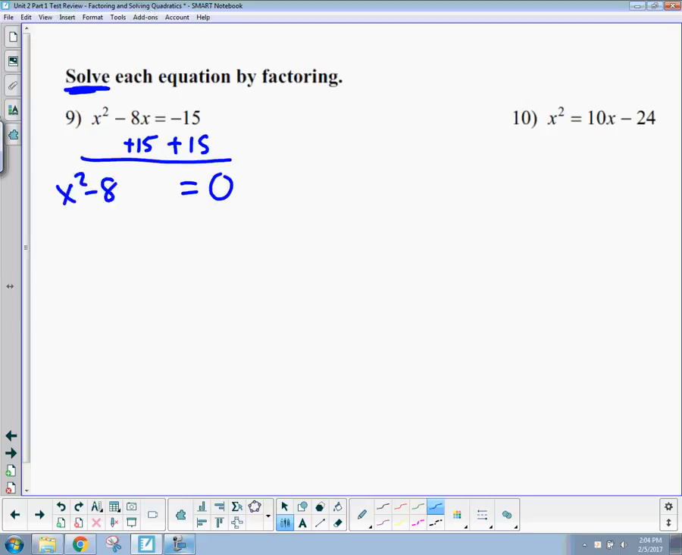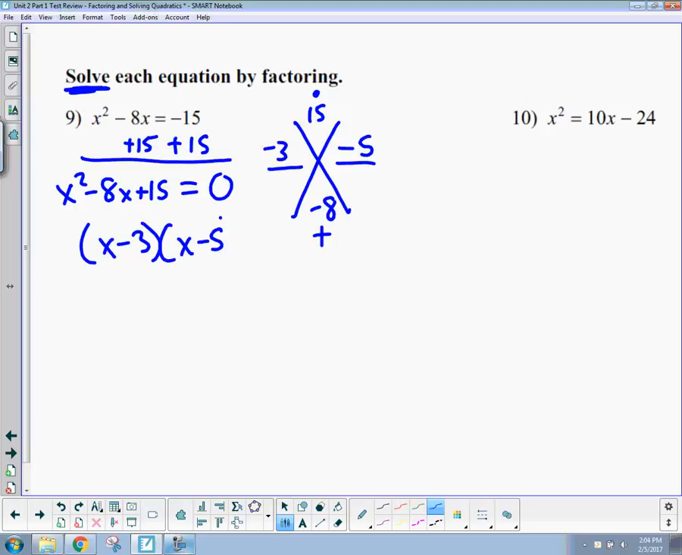Just like that. Immediately I look, there's no greatest common factor, so I'm going to go straight to my x. 15 on top, negative 8 on the bottom. Remember, what you multiply on top, you add on the bottom. A lot of you are making this mistake. Pick out your two numbers. I'm thinking 3 and 5. Only problem is one of them needs to be a negative. Or wait, maybe both need to be a negative because that's a positive. Negative 3 plus a negative 5 is going to be negative 8. Multiply these two, you get positive 15. That must be it. So x minus 3, x minus 5.